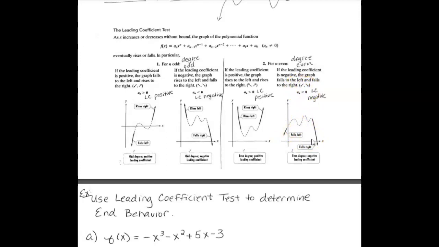That models the same behavior as the common function x squared. If it's just f of x equals x squared, it goes up on both ends. That's an even degree polynomial with a positive coefficient. If there's a negative in front of x squared, it's going to turn it upside down and be even negative, which would model the down-down behavior.